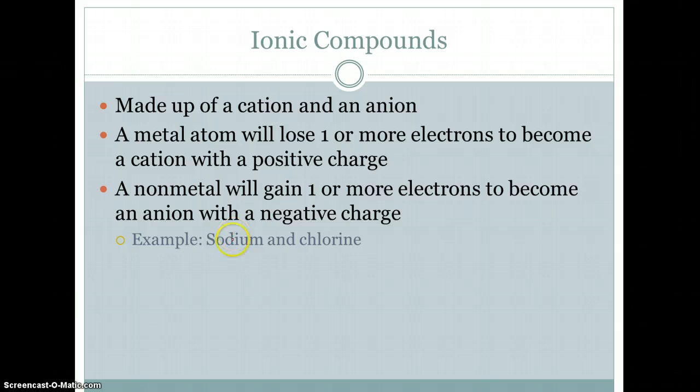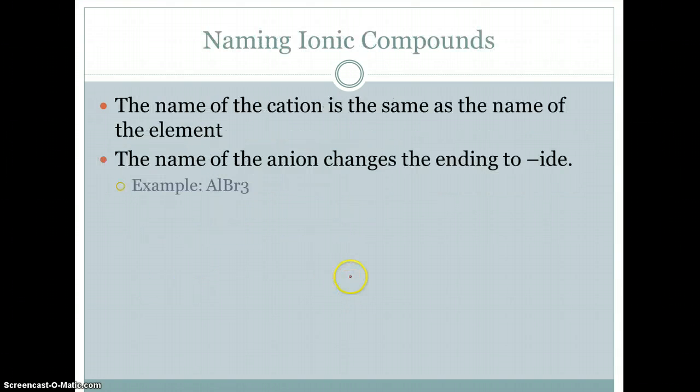For example, sodium is a metal. It has one valence electron, so when it becomes an ion, it loses that electron and has a +1 charge. Chlorine is a nonmetal. It has 7 valence electrons. It wants 8, just like everything else, so it gains an electron to have a -1 charge.